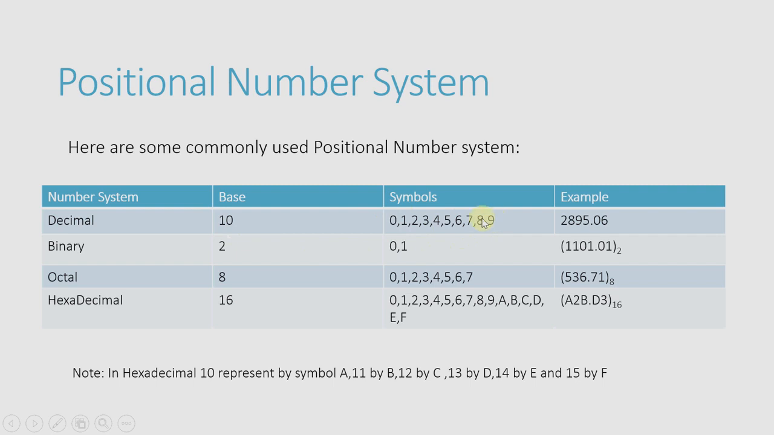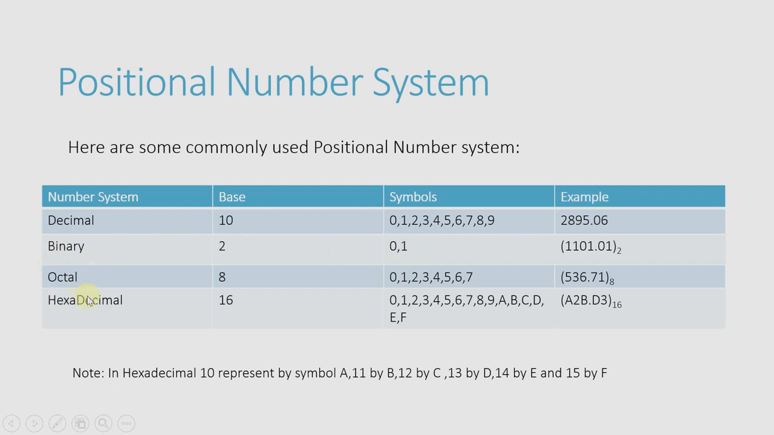But what are those symbols? It starts from 0 and goes up to base minus 1, that is till 9. We can use these symbols in the decimal number system. In binary I have a total of 2 symbols, but it starts from 0 to base minus 1, that is 1.